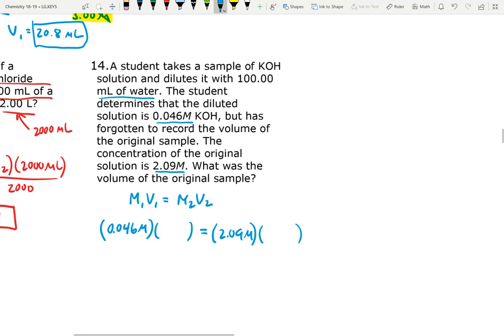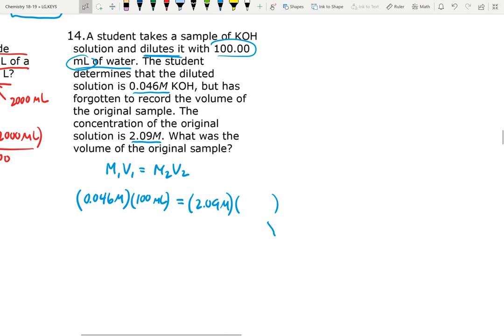Okay. We're going to assume that that's our final volume because we don't have enough information to go anywhere else with it. But that's our diluted solution, right? That's after it's been diluted down. It should be at the lower concentration. So diluted it to 100 milliliters. That's our final volume. That's our weaker volume. And so we're going to go with 100 milliliters right here to solve this. Okay. And then this is our volume to find. This is our volume to solve for V2.